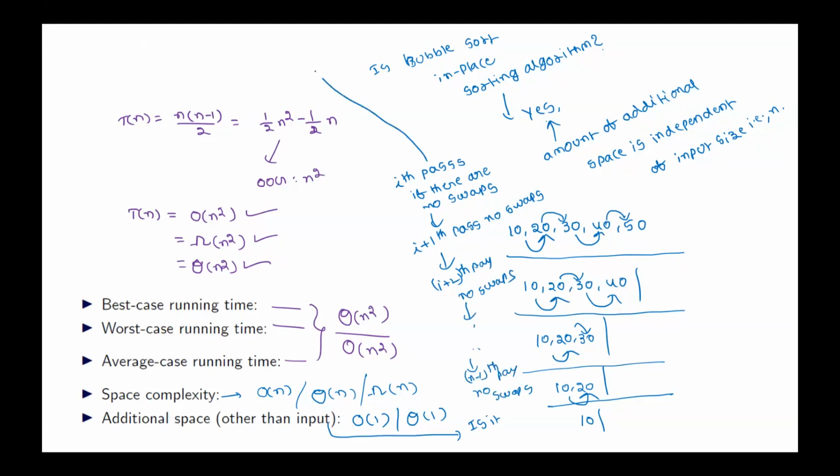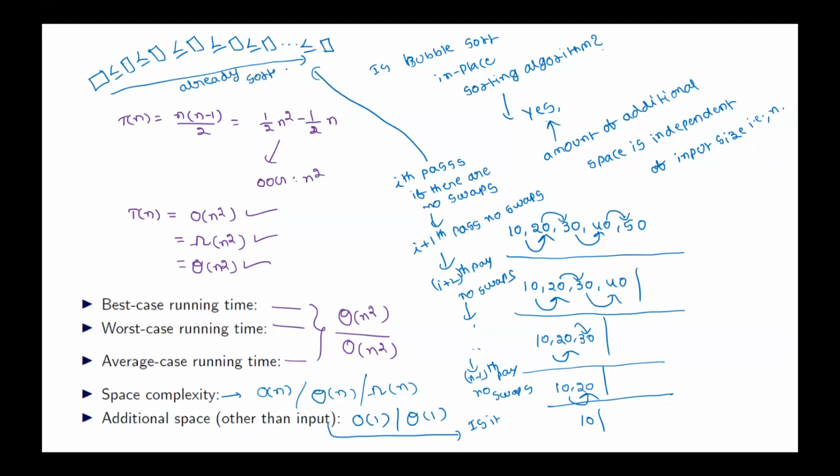When does this case occur? The first element is less than or equal to the second element, the second is less than or equal to the third, less than or equal to the fourth, the fifth, the sixth, and so on, up to the last element. That means the elements are already in sorted order. Already sorted.